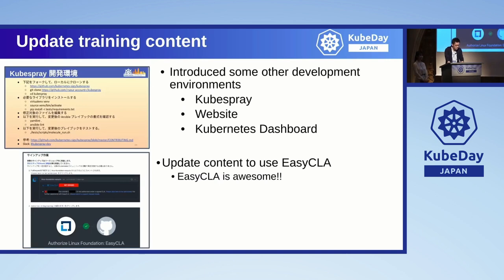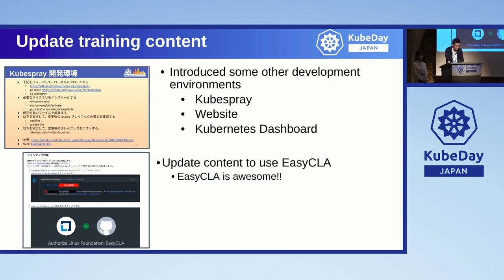Also, there were requests that they would like to know the actual state of development. So we added an introduction to the development environment of KubeSpray, website, and dashboard, which are areas the trainers are actively working on. We especially think that documentation and translations are a good place to start contributing. So we emphasize that in our training. Actually, we know some trainees who contribute to translation. It's very much appreciated.